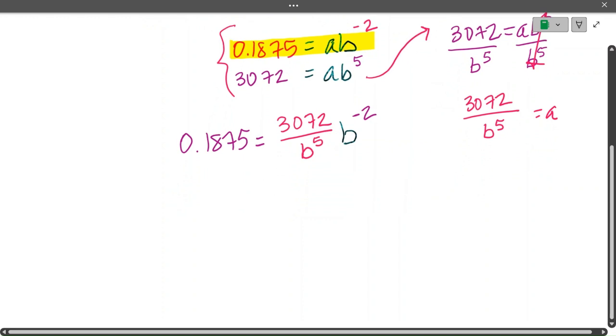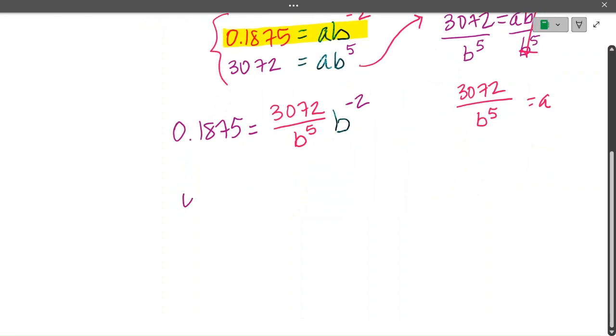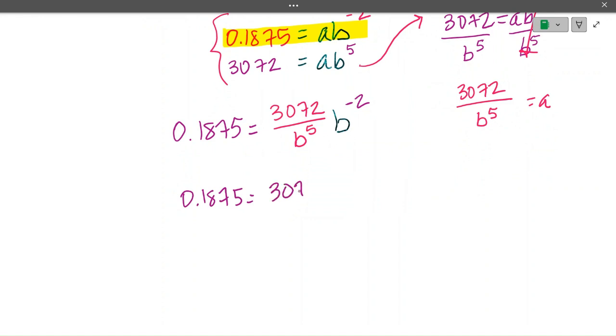Okay, I'm going to do an intermediate step here. I'm going to rewrite this so I can simplify my variable b. So what I know is that there's technically a 1 underneath this b to the power of -2. So if we remember our exponent rules, I have b to the power of -2 divided by b to the power of 5. What that means is I subtract my exponents to simplify them. So -2 minus 5 is -7. So I could rewrite this as 3072 times b to the power of -7.